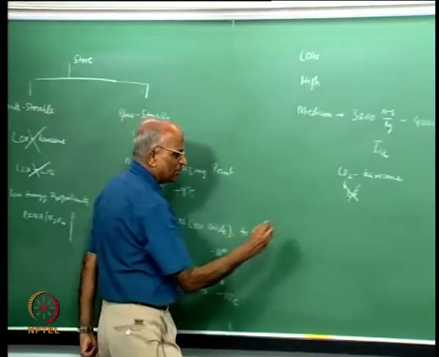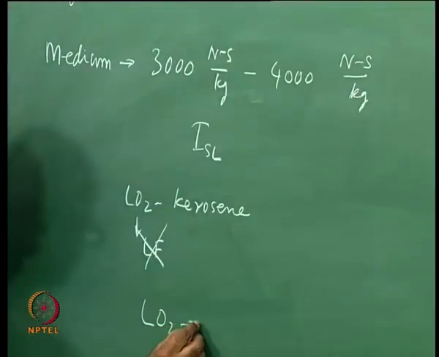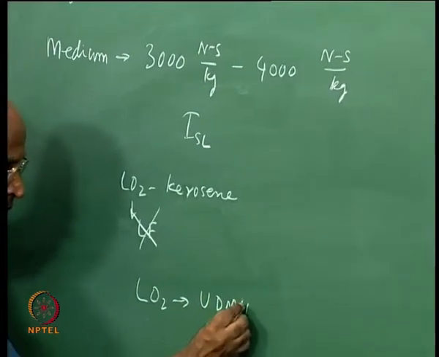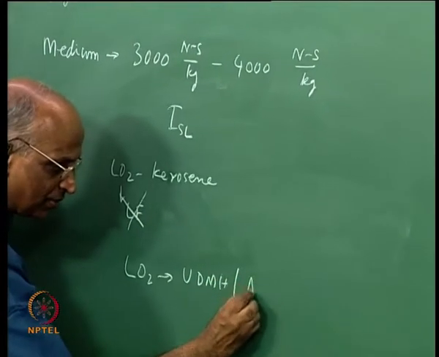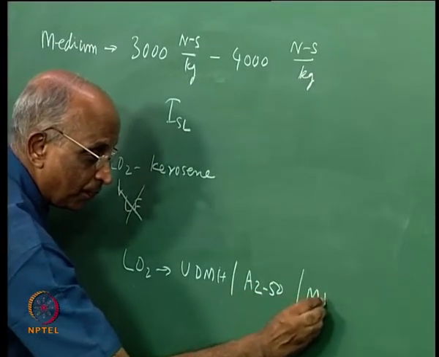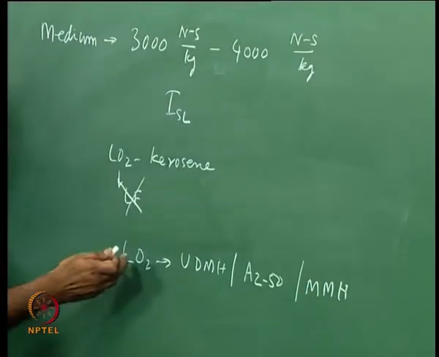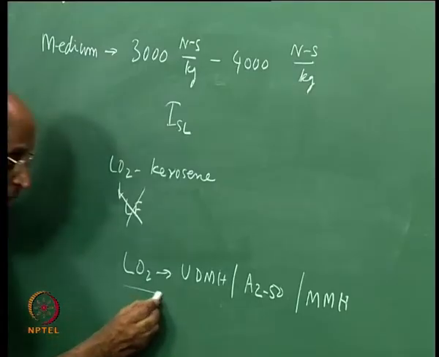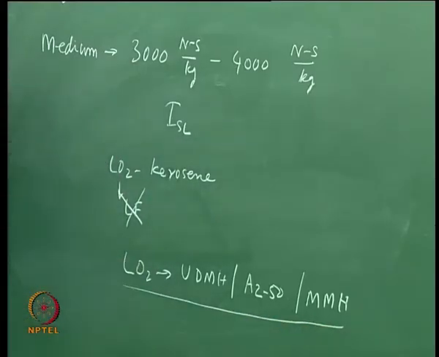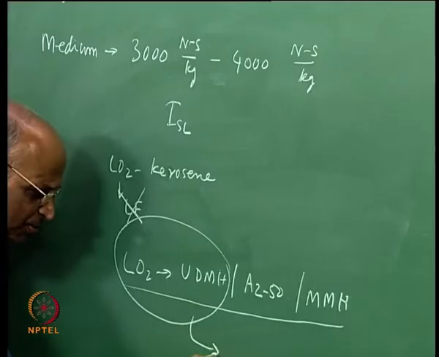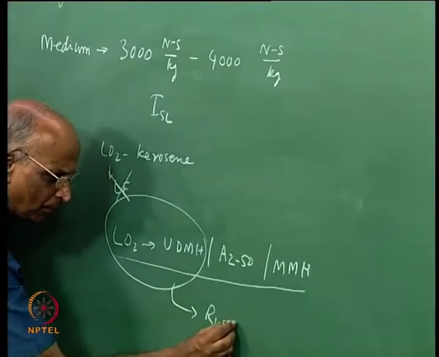Therefore, if I can use something like LOX with one of these fuels, let us say UDMH, or a combination of UDMH and hydrazine, Aerozine 50, or let us say with MMH, these give higher performance exceeding 3000, and these are the medium energy propellants. But the only one which has been used so far in practice is the combination LOX and UDMH, and this has been used by Russians alone.